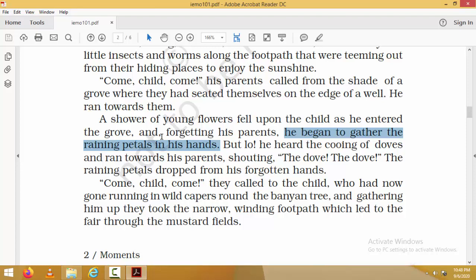So the call was made by his parents. Once he heard the sound, he was hurrying towards his parents. But when he was entering into the grove, a shower of young flowers fell upon the child. So forgetting his parents again, he gathered the raining petals in his hands.